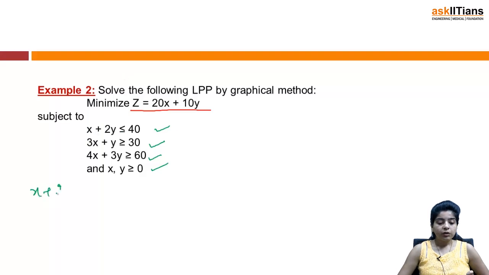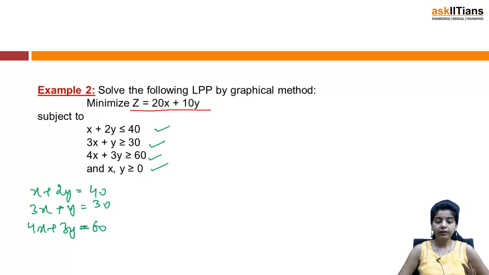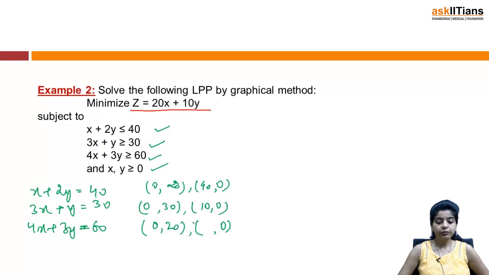Firstly, just convert the inequalities into equations by putting an equal to sign. This time we have 3 equations. To solve, put x equal to 0, we get 0, 20. Then put y to be 0, I get 40. Similarly, x equal to 0 gives me 30, y equal to 0 gives me 10. And x equal to 0 gives me 20 and y equal to 0 gives me 15. So these are the points that we get.